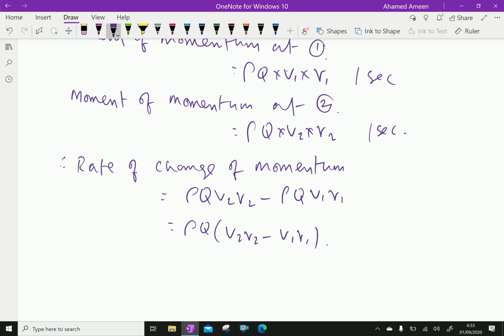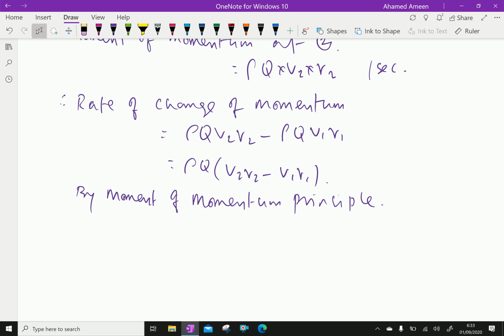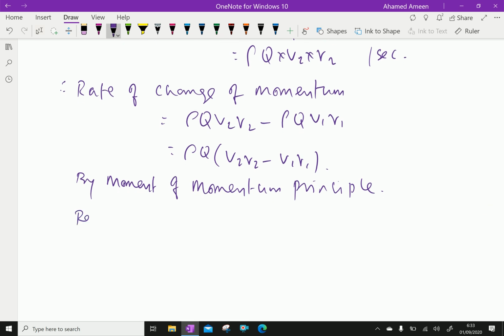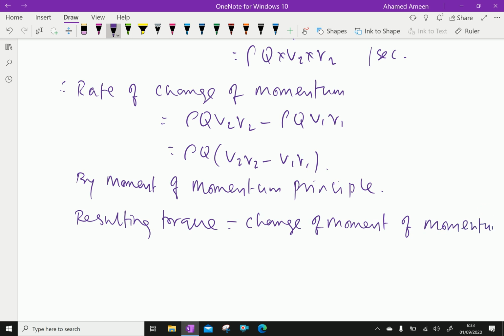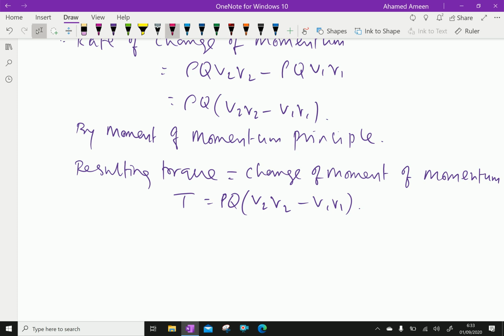Therefore, according to the moment of momentum principle, the resulting torque is equal to the change of moment of momentum. So the resulting torque T equals rho Q (V2 R2 minus V1 R1). This is called the moment of momentum equation.